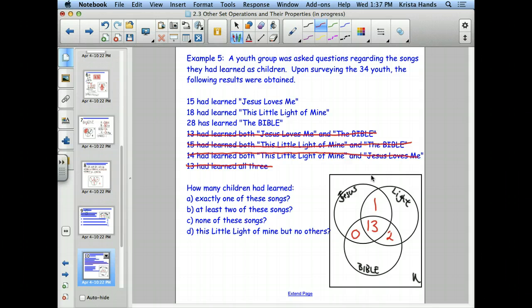All right, I said has. This should say had. Typo, my goodness. 28 had learned the B-I-B-L-E. All right, so 28 is supposed to be the whole B-I-B-L-E circle. How many are currently in the B-I-B-L-E circle? 15, and I'm supposed to have 28, which means I'm missing 13 people down here.